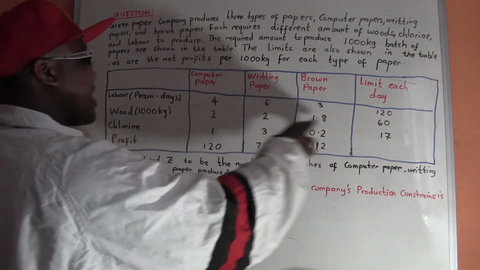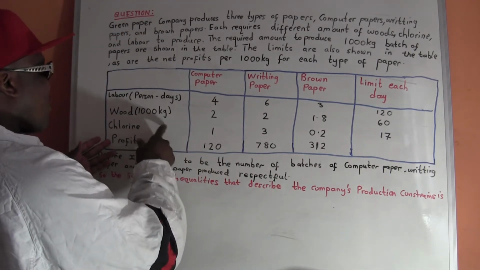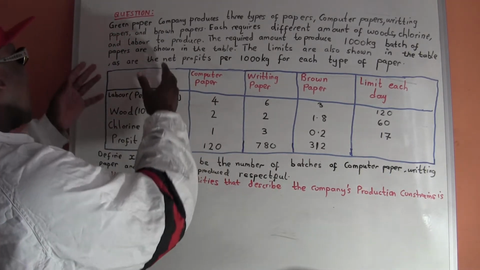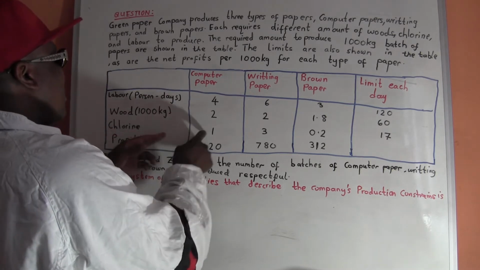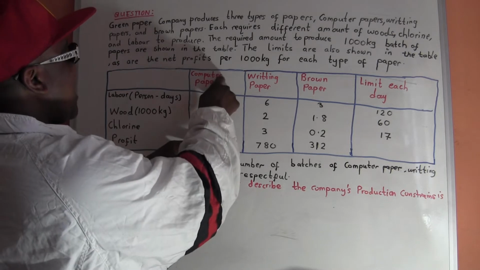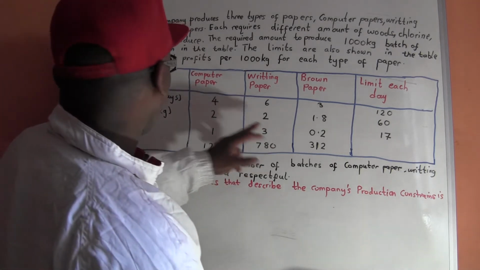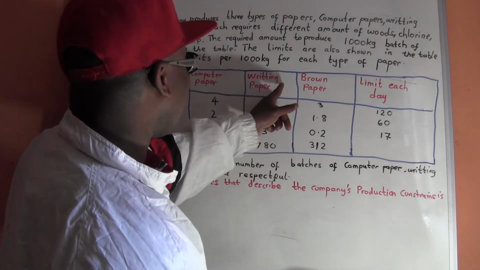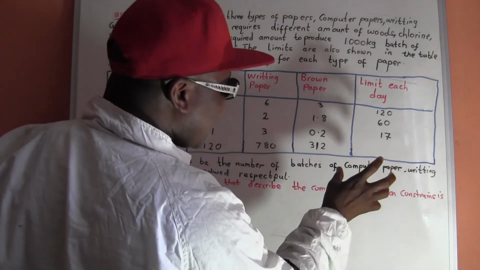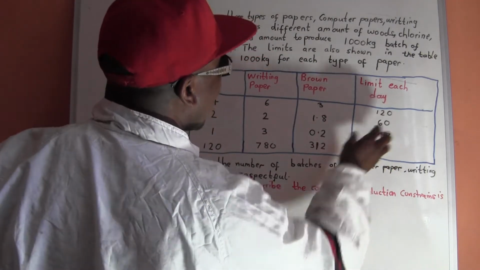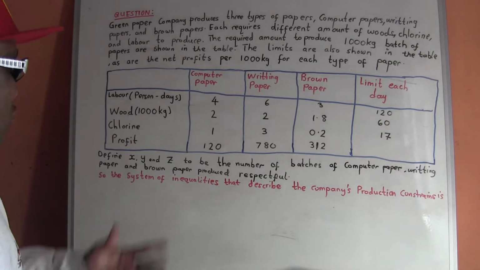Same thing for the second and third, but for the last one, we need chlorine and wood, because these are what you need to produce paper. Wood is going to be 1 times X, because X is computer paper. For chlorine, 3 times Y and 0.2 times Z, etc. Our limit per day can't go more than 17. So this is the profit function. I'll show you how to do it.